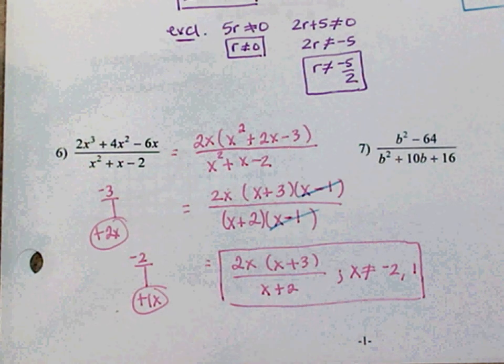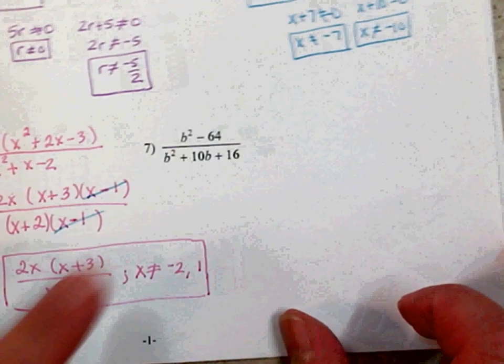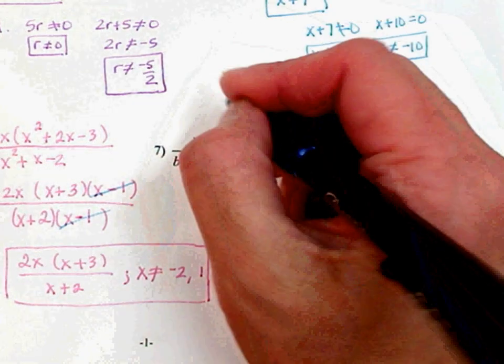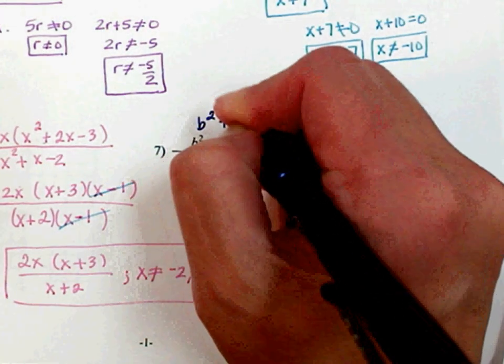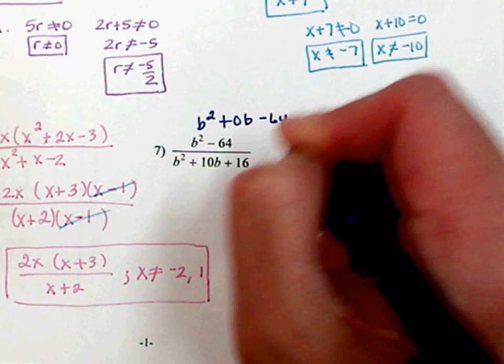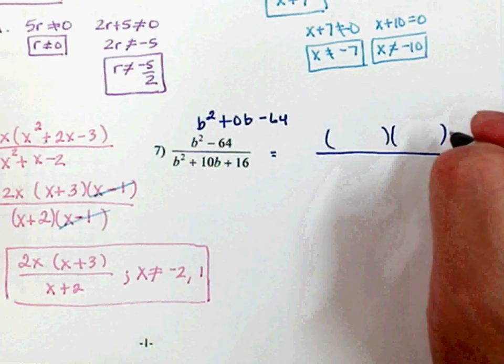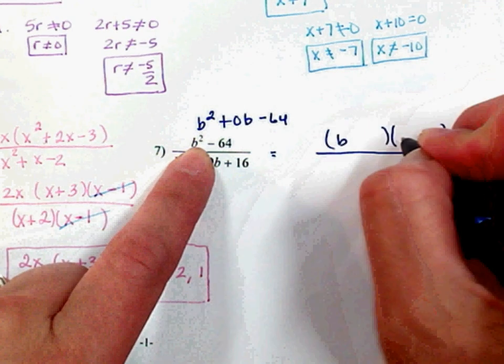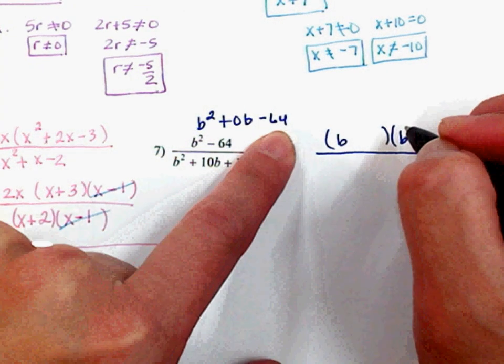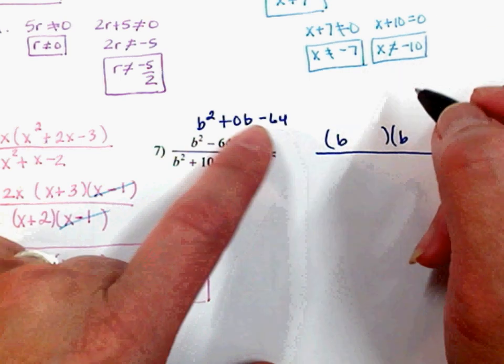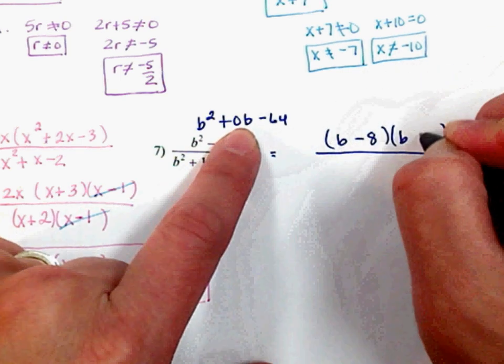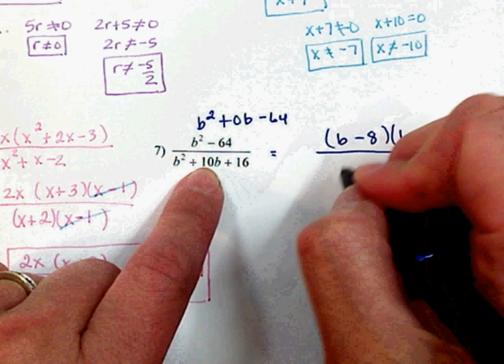Number 7. Let's look at 7. All right. This here is the same as b squared plus 0b minus 64. Okay? So let's factor. Factors of b squared, b and b. Two numbers that multiply to give you negative 64. It's going to subtract to give you 0. Minus 8, positive 8. Let's factor your denominator.